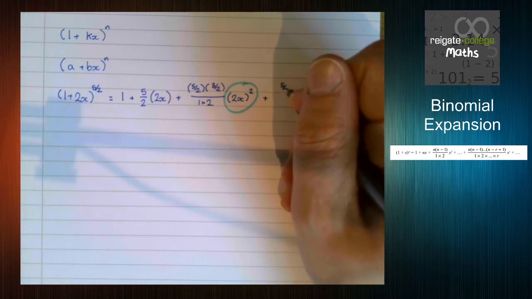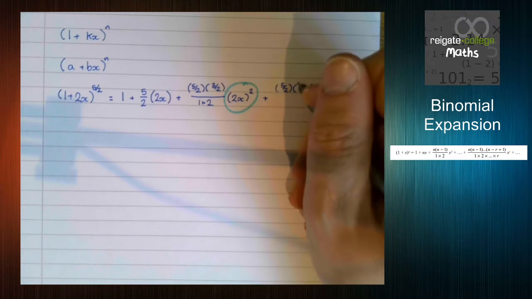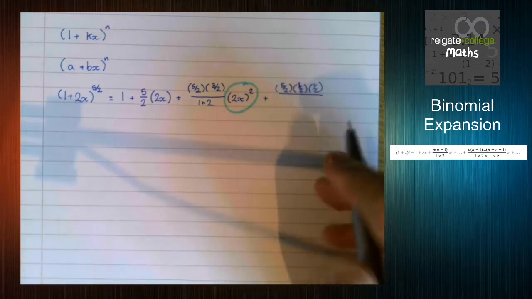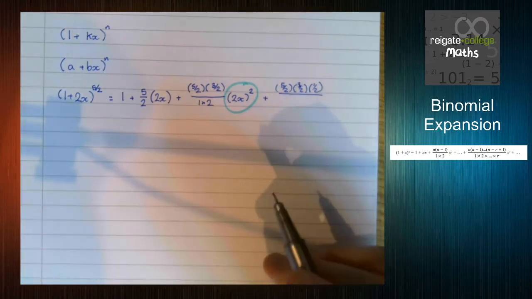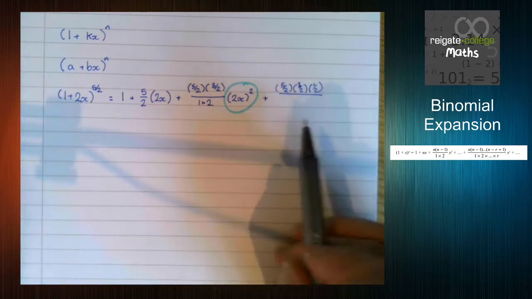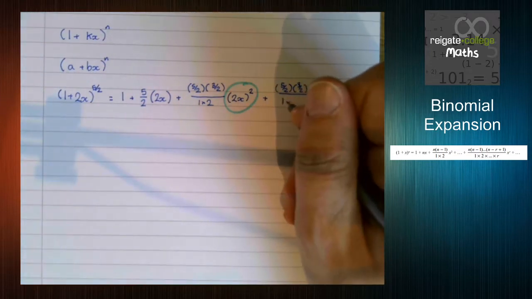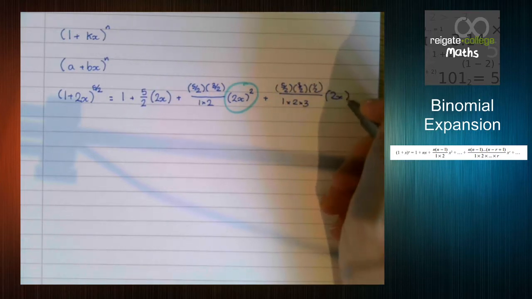So we've got 5 over 2 times a half times 3 over 2 times a half. If you realise your mistake there, you can either do like I've done and just change it very quickly, or just write the 3 over 2 next to it. You're not going to lose marks for having these in kind of the wrong order. So then we've got 1 times 2 times 3, and then we've got 2x cubed.